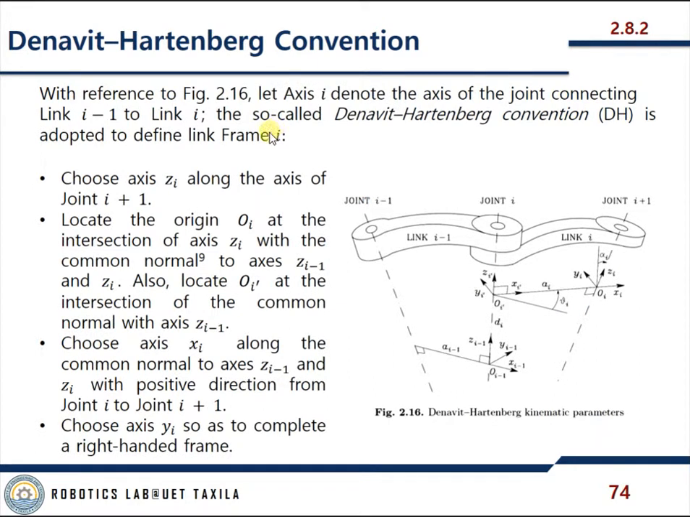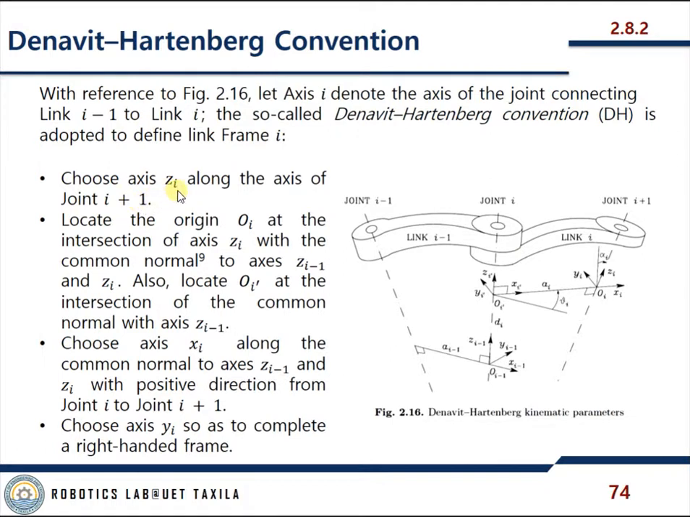With reference to figure 2.16, let axis i, let me show that this is axis i because this is joint i plus 1, denote the axis of joint i corresponding to link i minus 1. This one is link i and this one is link i minus 1, and the so-called Denavit-Hartenberg (DH) convention is adopted to define link frame i. So this one is axis i, the previous one is link i minus 1, and next to it is link i.